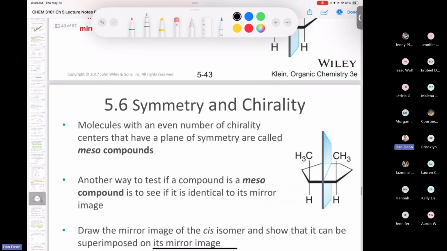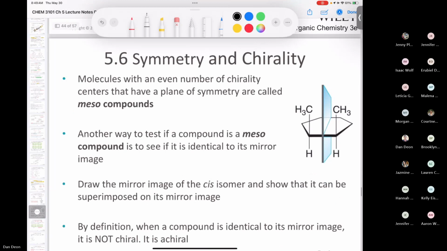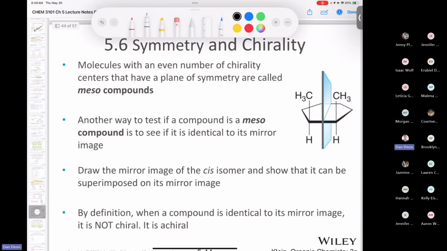And we have a special name for that kind of compound. So when you have a molecule with an even number of chiral centers and it's got a plane of symmetry, we call it a meso compound. So this is not like miso soup, that's M-I-S-O, but meso compound. And a meso compound is a compound that's going to be identical to its mirror image. So that's one way to test for a meso compound.